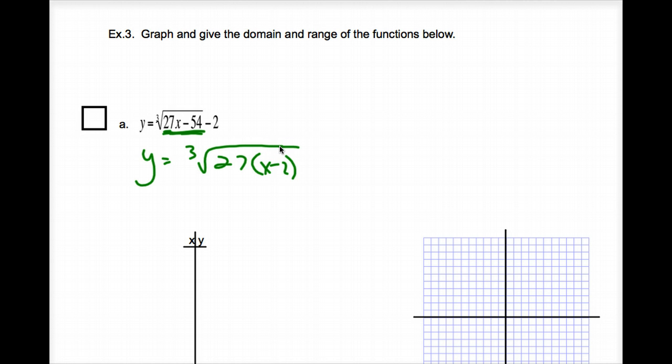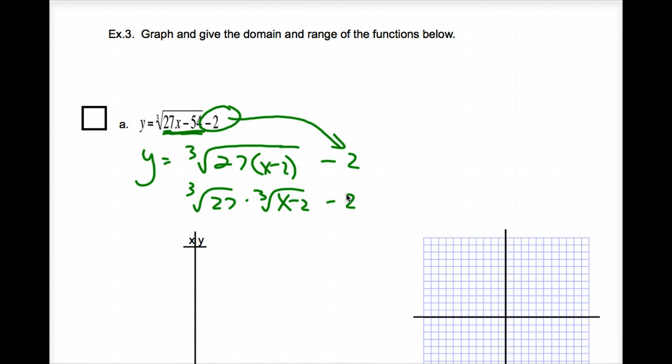54 divided by 27 is 2. So the inside turns into third root of 27 times the quantity x minus 2. And then you've got this other minus 2 at the end. Well, I could split this third root up into the third root of 27 times the third root of x minus 2, because it's okay to multiply two third roots, put them together, so it should be okay to pull them apart. And what I end up with then is 3 times the third root of x minus 2, minus 2. So that's a simplified version.